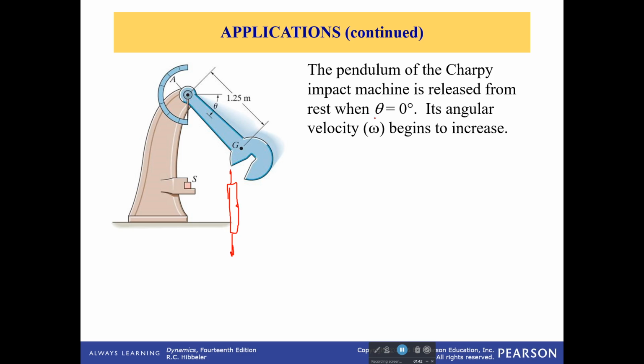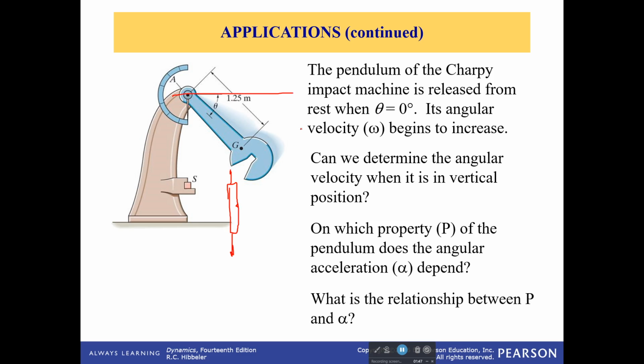Now, it's released from rest when theta is equal to 0, so when it's right up here. As it falls, its angular velocity is going to increase. Do you think you could determine the angular velocity when it's in that vertical position? Well, I hope so, because it's going to be 0 to begin with. And on which property of the pendulum does the angular acceleration depend? What do you think? I'm guessing it's going to be the mass moment of inertia, but I'm just your teacher. What do I know? And then you're going to try to figure out what the relationship is between P and the angular acceleration.